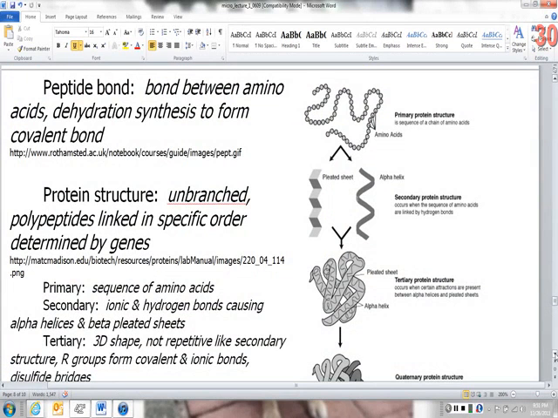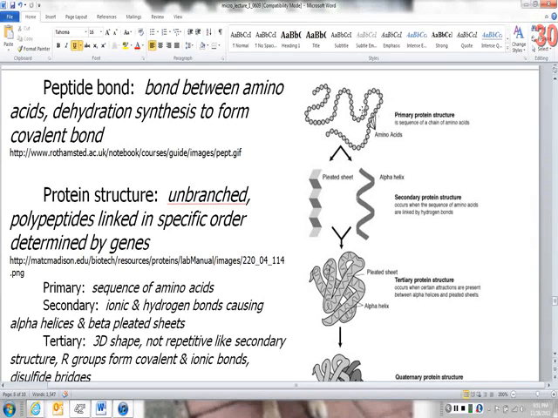The secondary structure is the result of the ionic and hydrogen bond, and the same sequence will always spontaneously fold into the same shape. Hence, they will fold into repeating shapes of alpha helices or beta-pleated sheets. The tertiary structure gives a 3D shape, but is not repetitive in nature like the secondary structure. Here, the R groups in the amino acids will form covalent and ionic bonds like disulfide bridges. The quaternary structure will involve 2 or more polypeptide chains coming together.